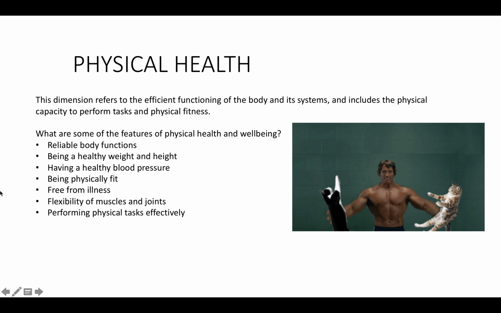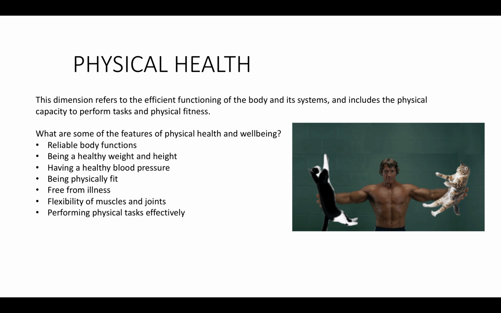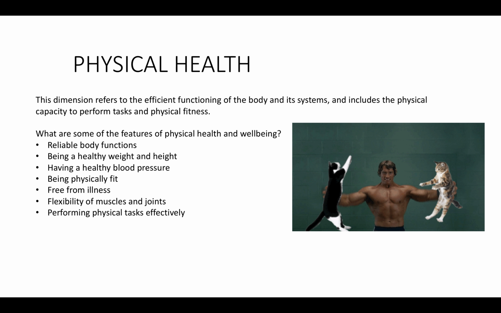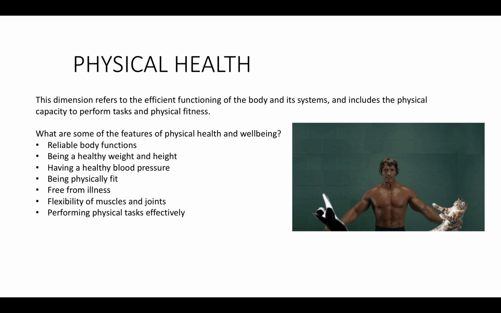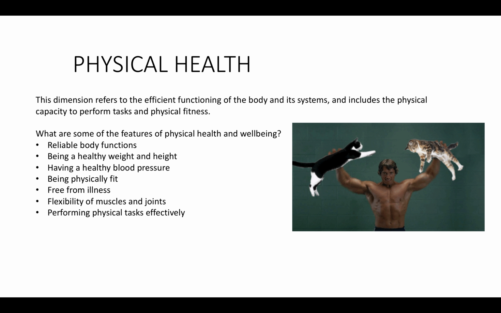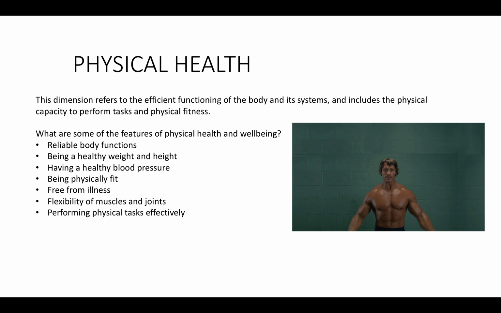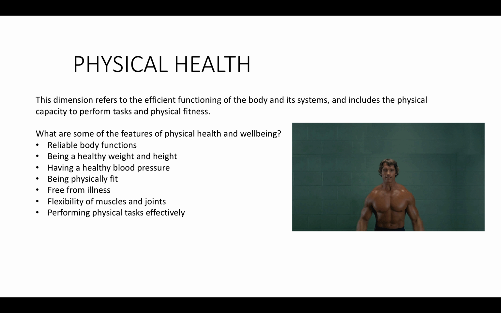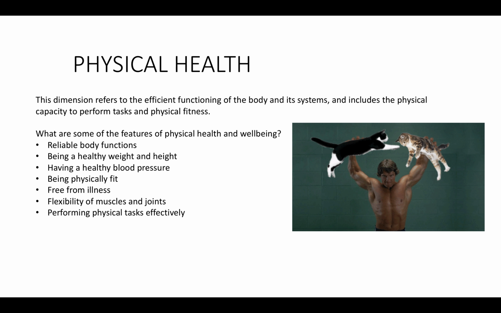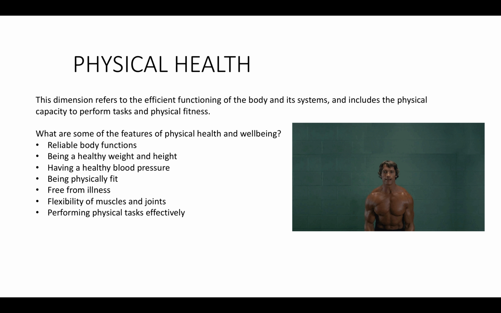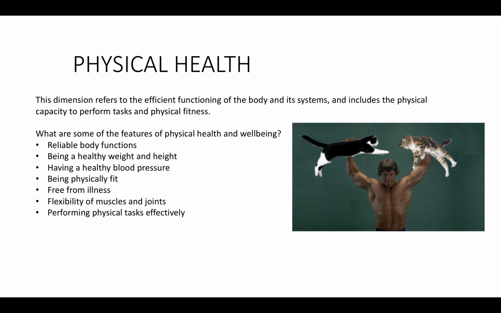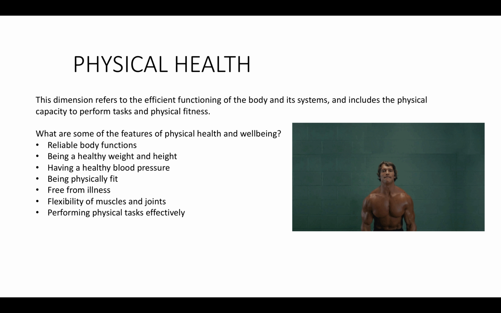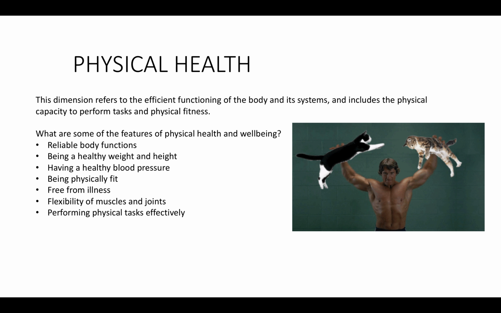First up is physical. Physical is actually looking at how our body and its systems can perform tasks and how physically fit we are. So it's just looking at the body as a whole. Some of the factors that feature as a part of physical health and well-being are flexibility, strength, healthy blood pressure, healthy weight, healthy height, and being physically fit.